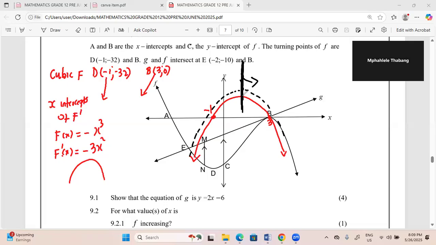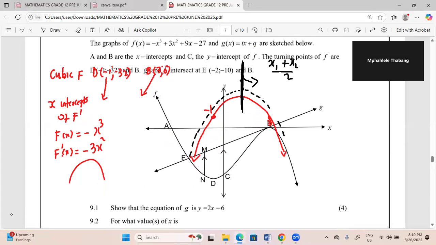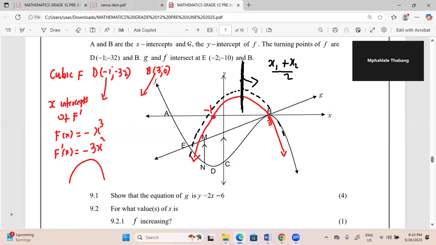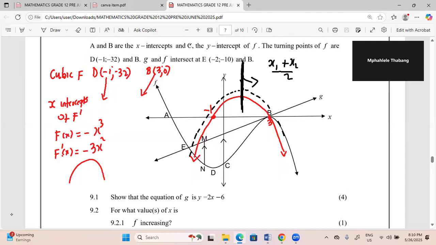So I have to know the x coordinate of the turning point. And I'm giving you another method of finding the x turning point of a quadratic graph. You just add the intercepts of that quadratic graph, you divide by 2. So the quadratic graph I'm talking about here has the x-intercepts of -1 and 3. So you say -1 plus 3, you divide by 2. -1 plus 3 is 2. 2 divided by 2 is 1. So it means the graph turns at 1. So when x is greater than 1, the derivative of the function f is decreasing.